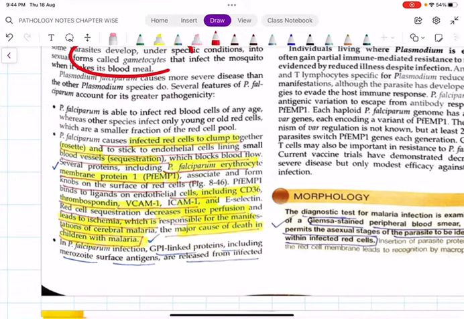Am I right? Yes. So what will happen? All this will lead to ischemia. Ischemia, because of this, all the endothelial cells will what? Contract. There will be no space for tissue perfusion. So there will be decreased tissue perfusion, ischemia. And this ischemia is responsible for what? Cerebral malaria, which is the major cause of death.